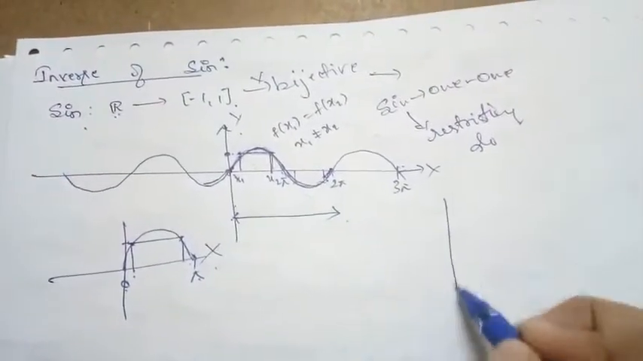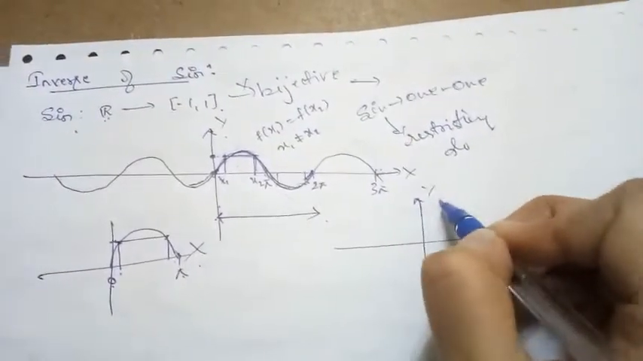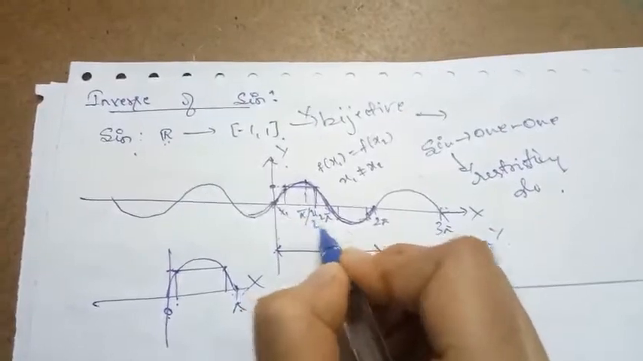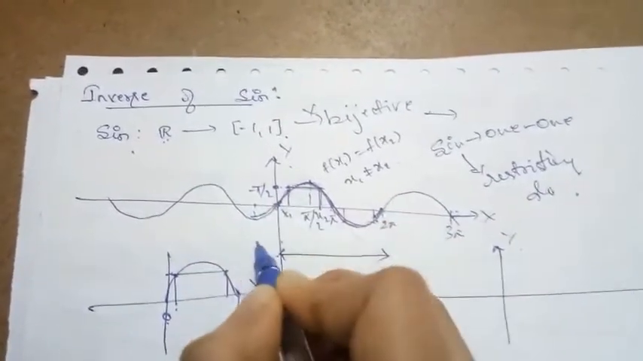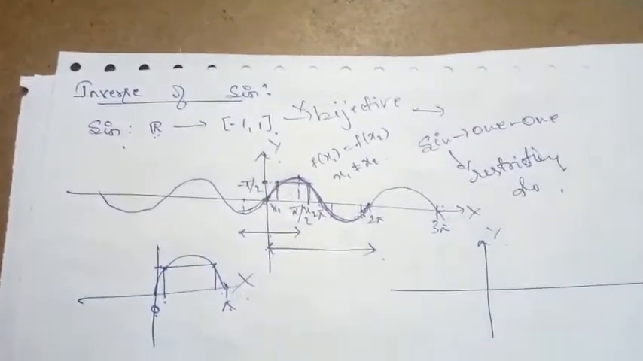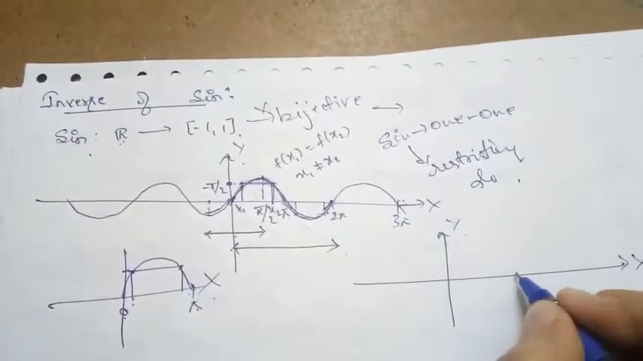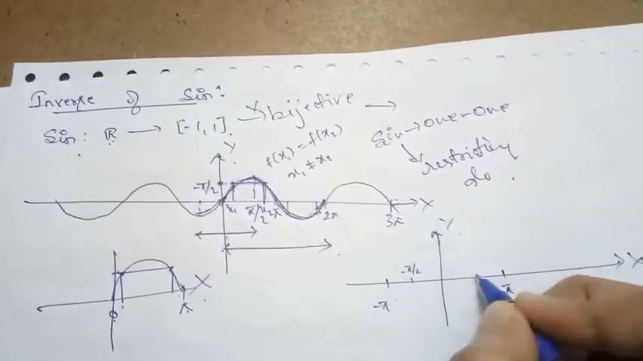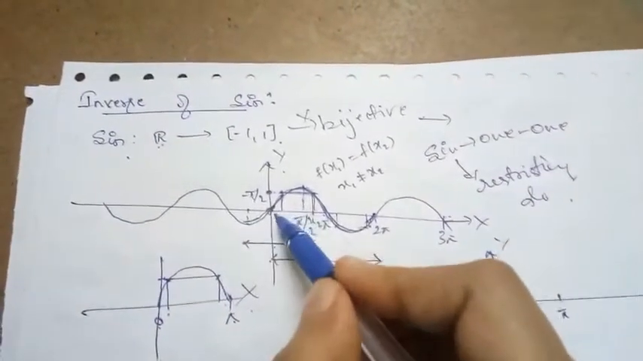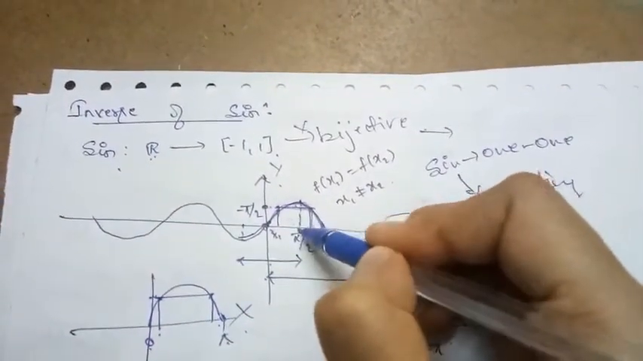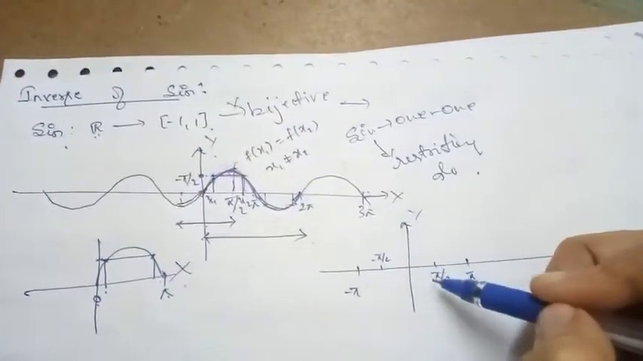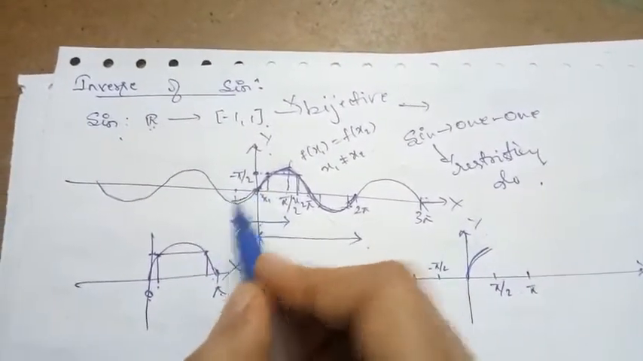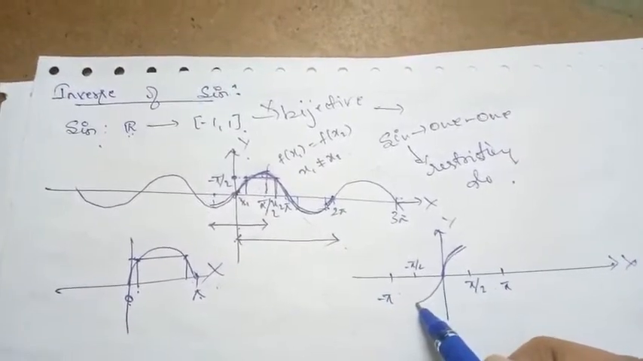So now we are restricting the domain of the sine function, where this is our pi by 2 and this is our minus pi by 2. So I am restricting the domain of the function from minus pi by 2 to pi by 2. Suppose this is pi and this is minus pi, then this becomes minus pi by 2 and this becomes pi by 2. From 0 to pi by 2, the graph is like this. From 0 to minus pi by 2, it is like this.